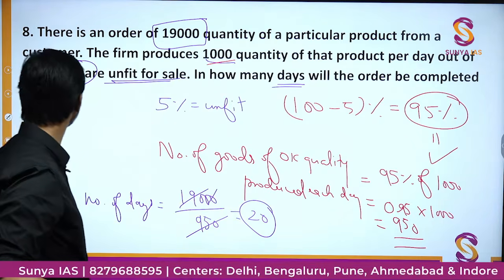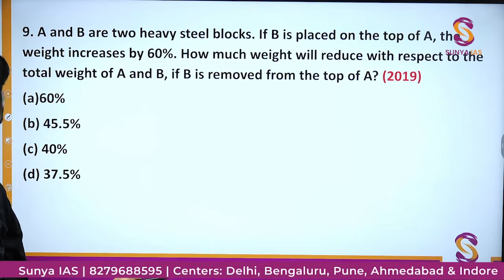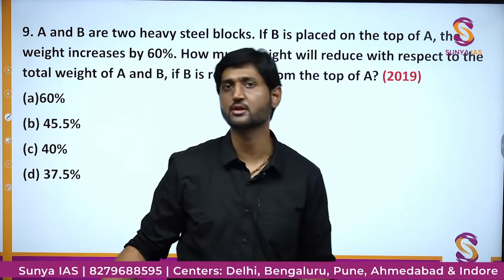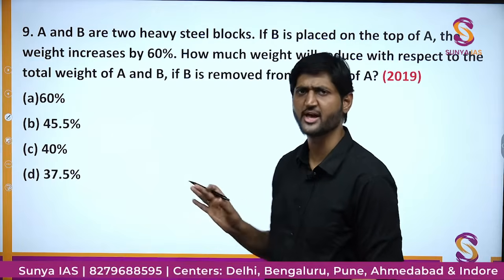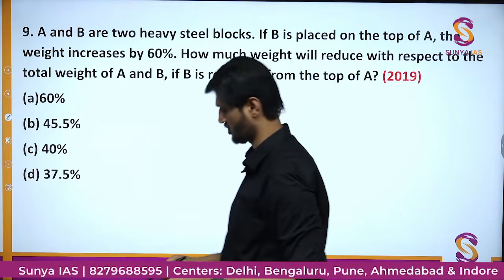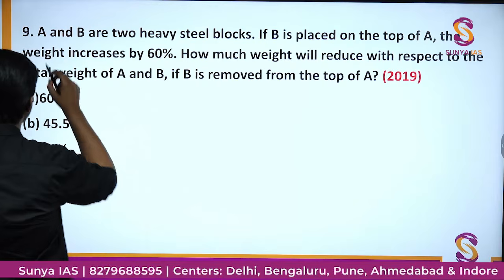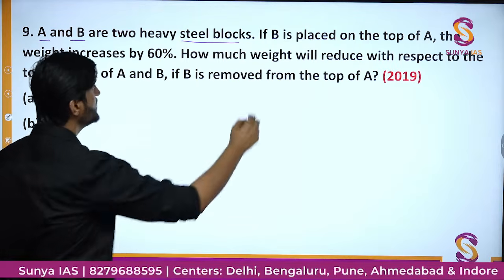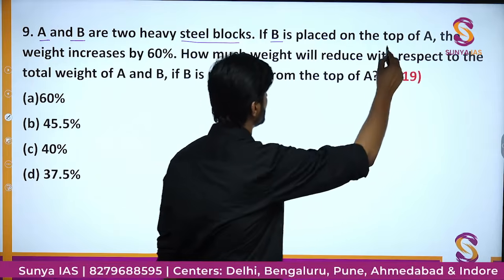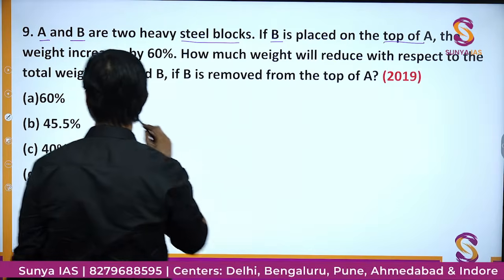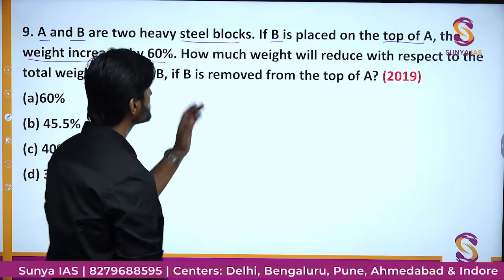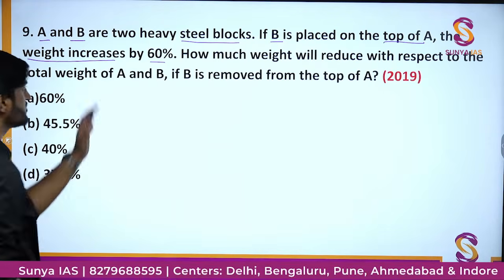So moving on, question number 9. This is also an easy question. In order to solve this question, we might need to just draw a basic diagram just to get the gist of the situation. So I'm reading it. A and B are two heavy steel blocks. If B is placed on the top of A, the weight increases by 60%. Then how much? So okay, let me just draw about this first.